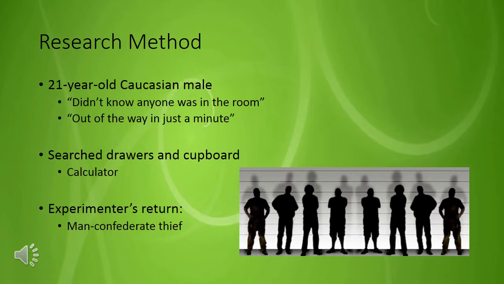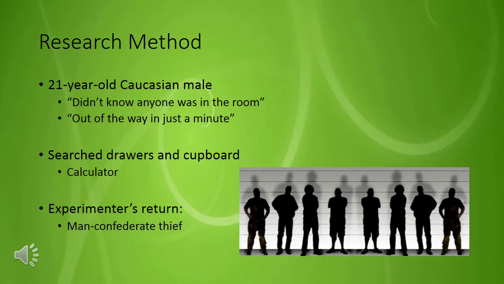The experimenter returned shortly after the man had left and explained that the thief was a Confederate and that the students had just witnessed a staged crime. All of the participants were told that the true purpose of the experiment was to investigate eyewitness identification accuracy. The participants were then asked to complete an open-ended description of the criminal. Then they were asked to fill out a detailed questionnaire about his appearance.